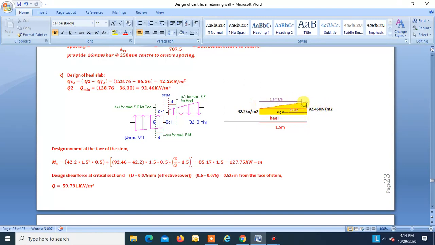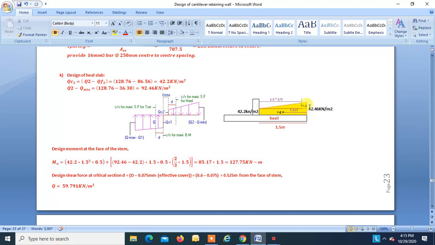So again, divide this into two parts, rectangle and triangle. And let us find the bending moment. This bending moment is 42.2 into 1.5 into 1.5 by 2. We are finding the moment at this section, at the face of the stem. So that moment is going to be equal to this one.